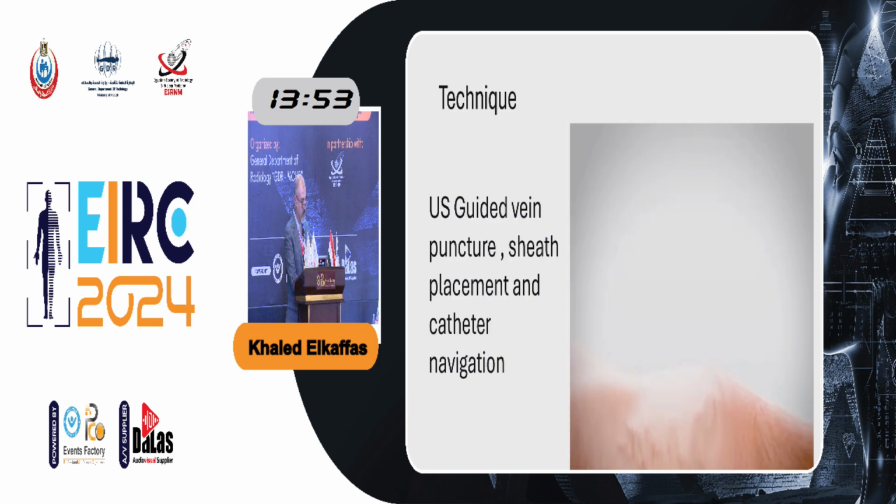Here's a video showing how we use ultrasound. We localize the vein on the skin of the patient. Then after we localize the vein, we puncture the vein under ultrasound guidance, then introduce the wire, then the sheath.